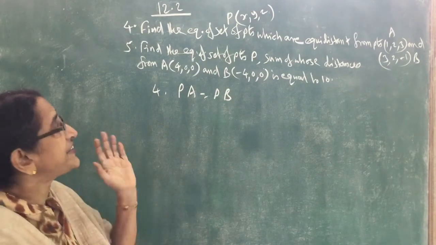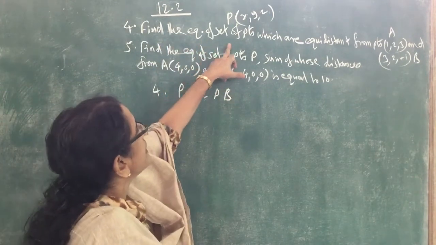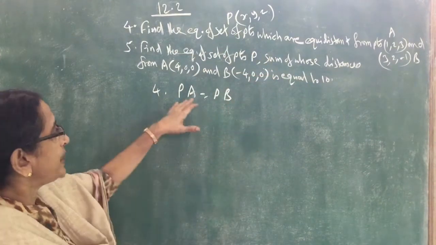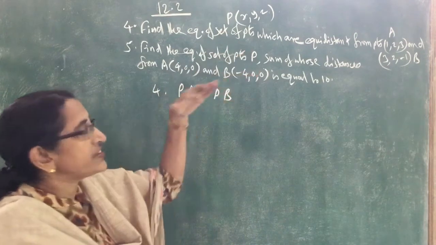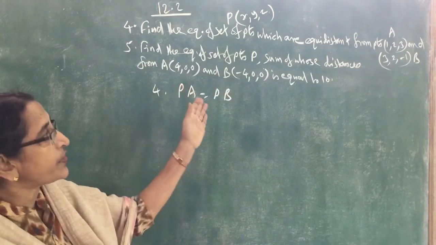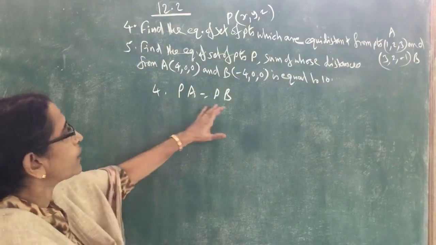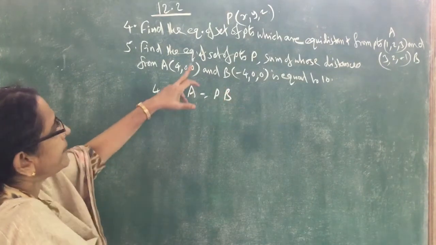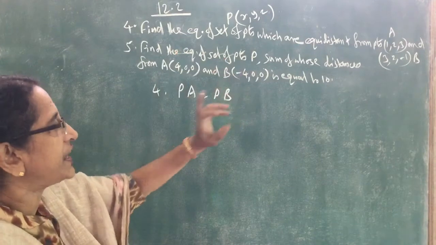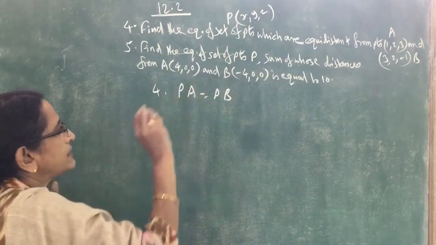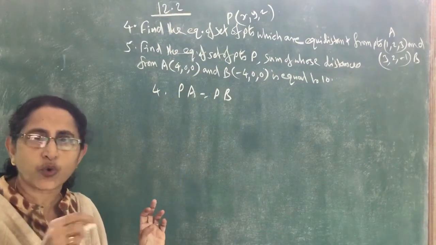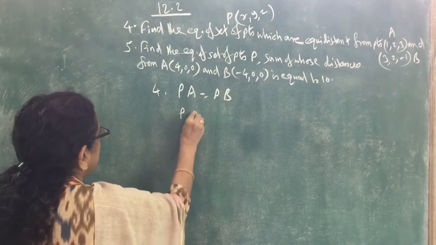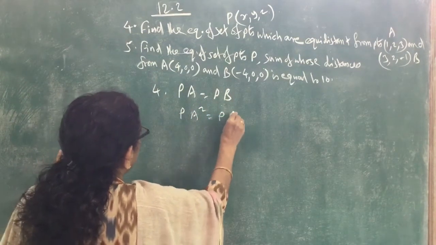We want to find the equation of the set of points which satisfy the condition of being equidistant from A and B. So P is a general point (x, y, z) which satisfies that condition. So PA equal to PB. Now satisfying that we can find the equation. PA means distance between P and A. We know the distance formula has a square root, so to remove the square root we can square both sides. So PA square equal to PB square.